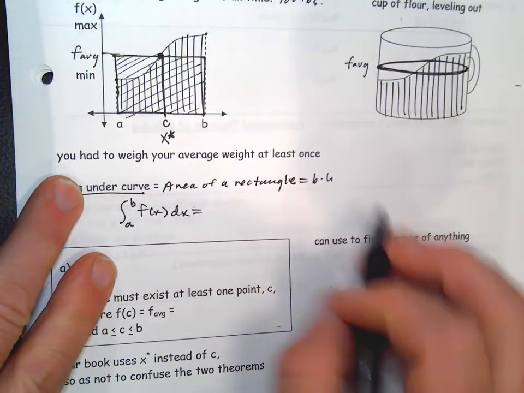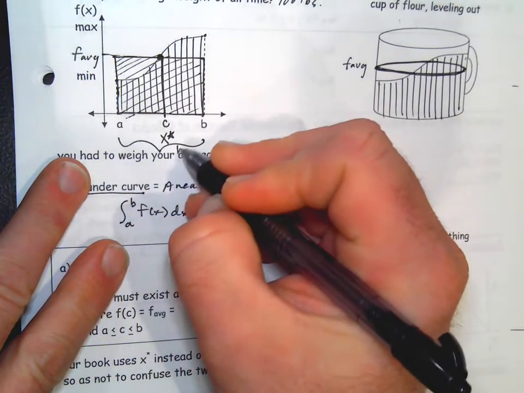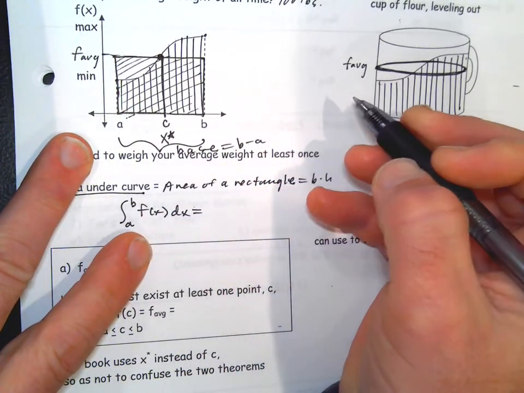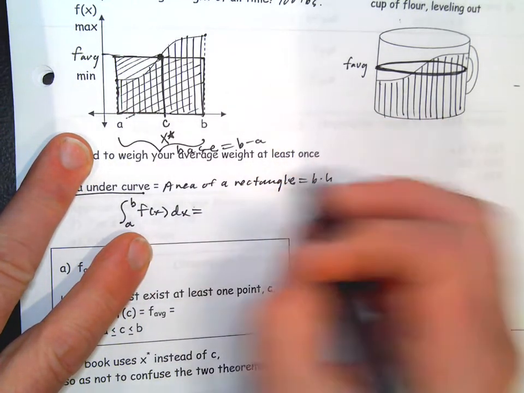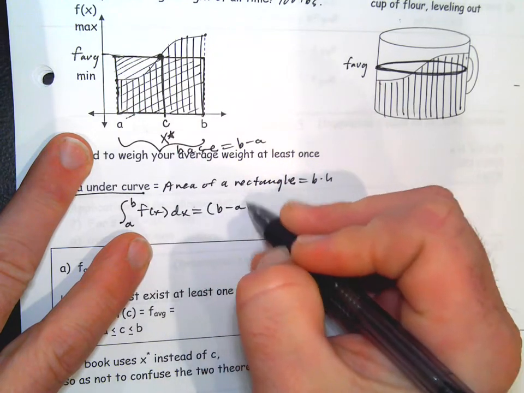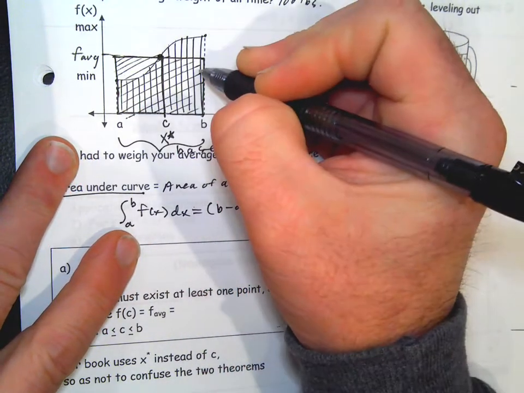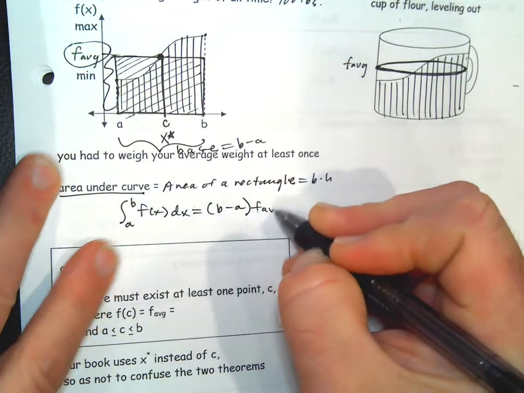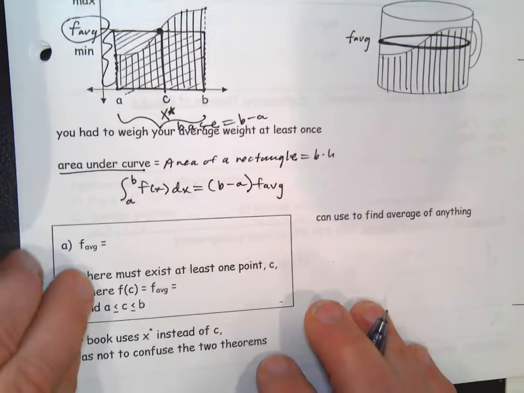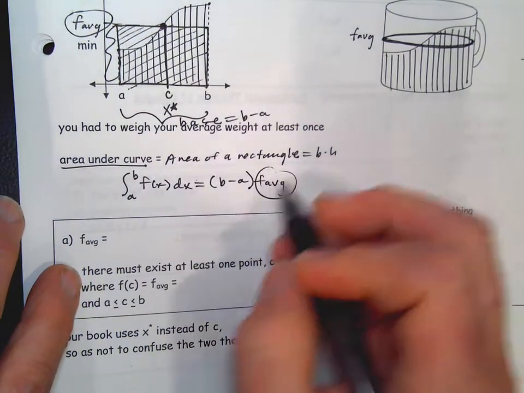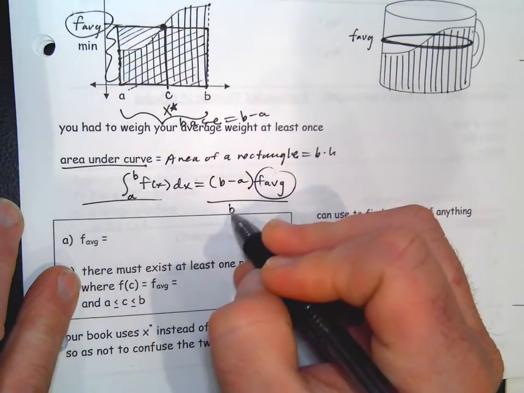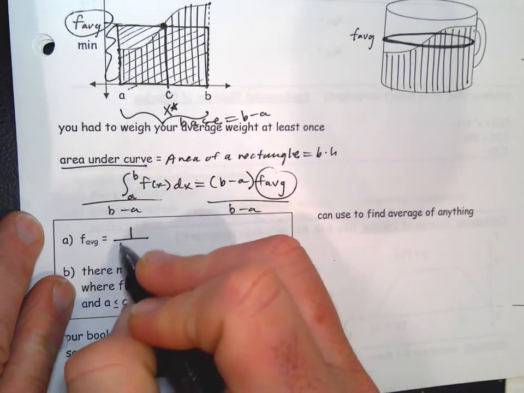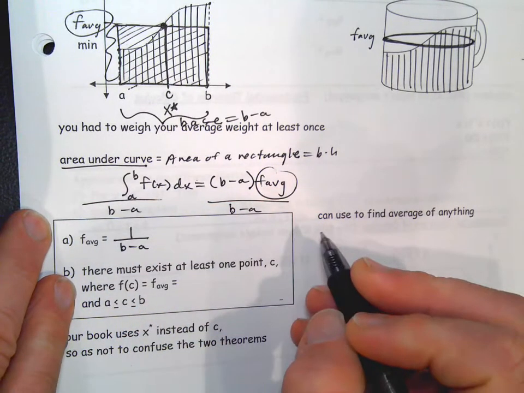Now, the base of the rectangle is going to be this right here. This is the base of the rectangle, and it's always going to be the right limit minus the left limit. That's just the distance between those. So that's going to be b minus a. The height of our rectangle is f average, right? And so now we could solve for f average by dividing both sides by the base. And that gives us the formula for the mean value theorem, the mean value of a function.